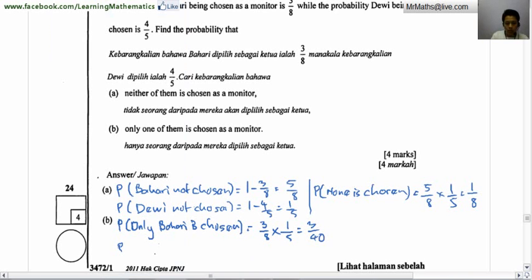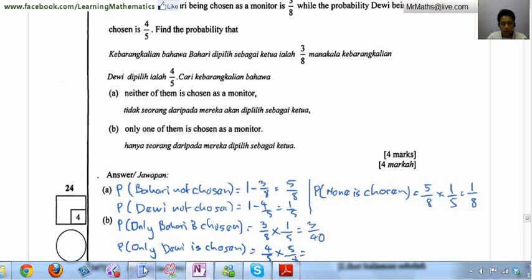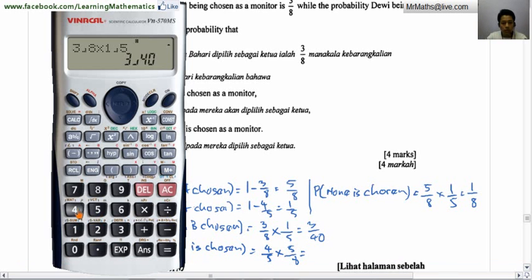And probability that only Dewi is chosen is 4/5. That is the probability that she is chosen. Multiply by the probability that Bahari is not chosen, which is 5/8. That comes up to, calculator again, 4/5 times 5/8, 1/2, half.